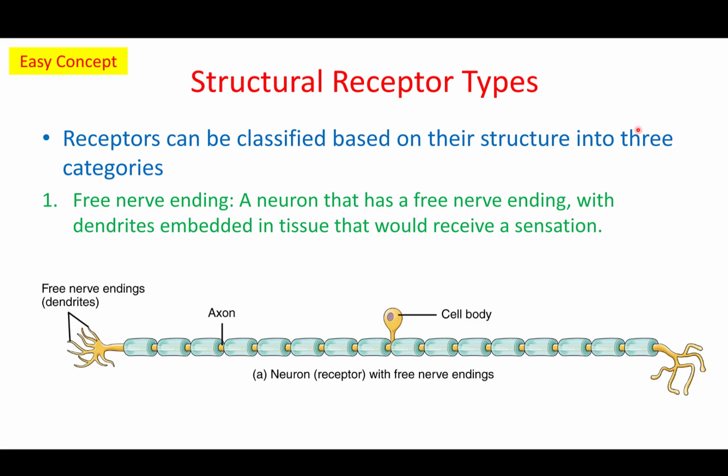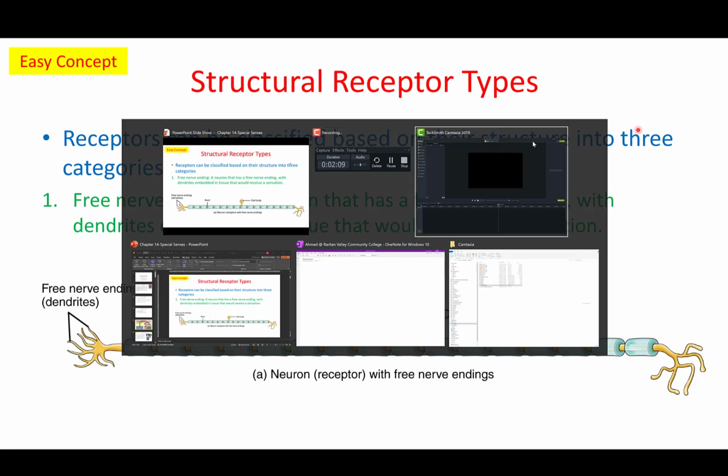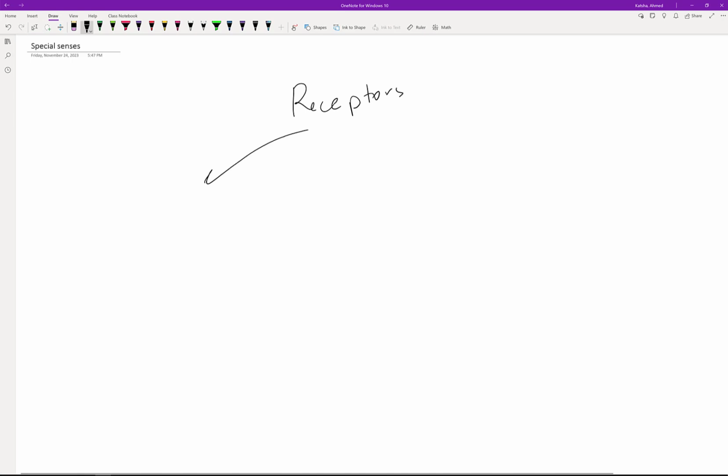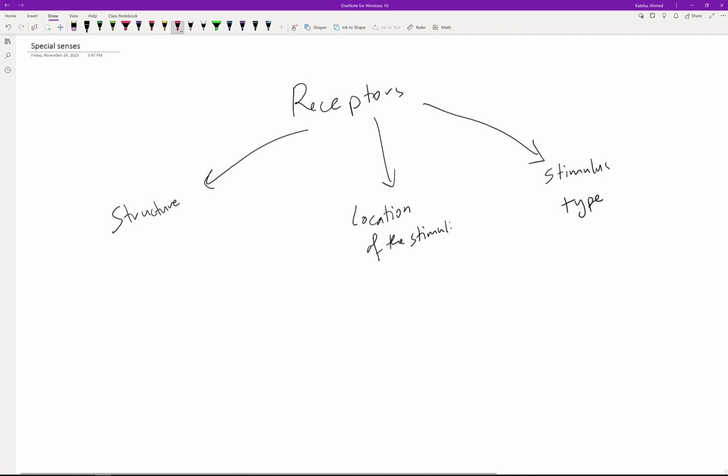And to understand the receptors, we can look at them in different ways. For the receptors, we can classify them based on 3 things: the structure of the receptor, then their location, or the location of the stimuli, and then the stimuli type, or the stimulus type. For the structure, those could be one of 3 things.